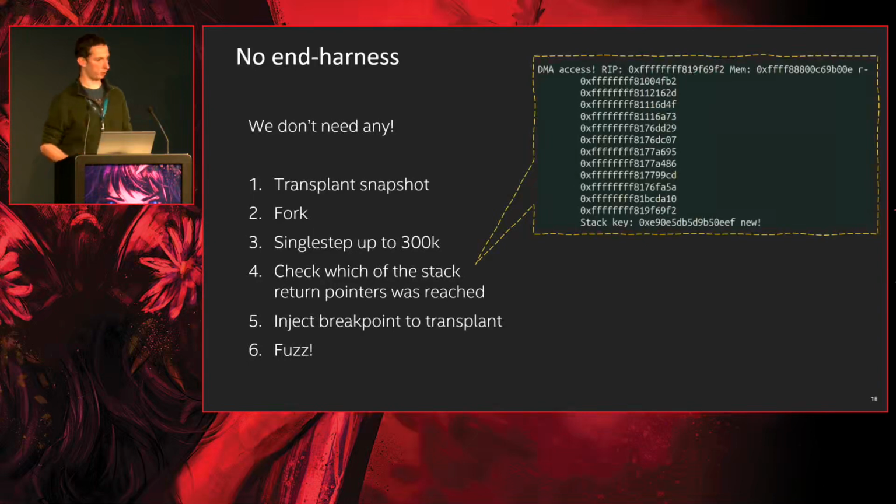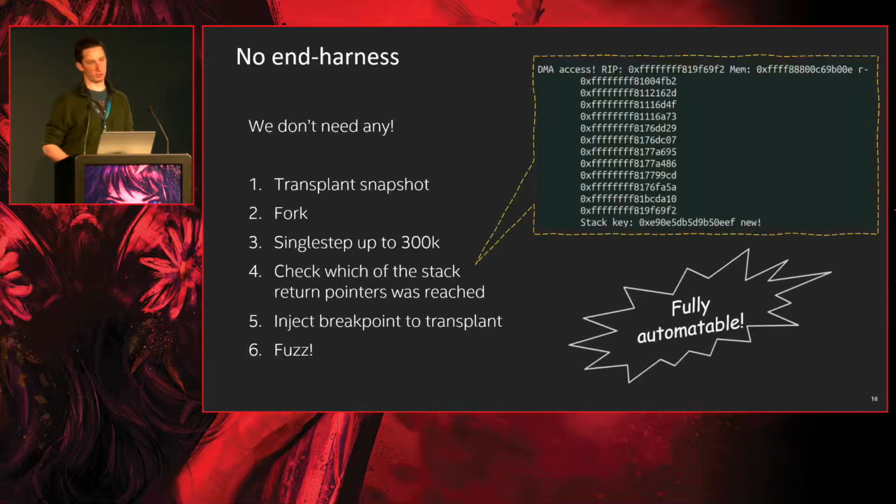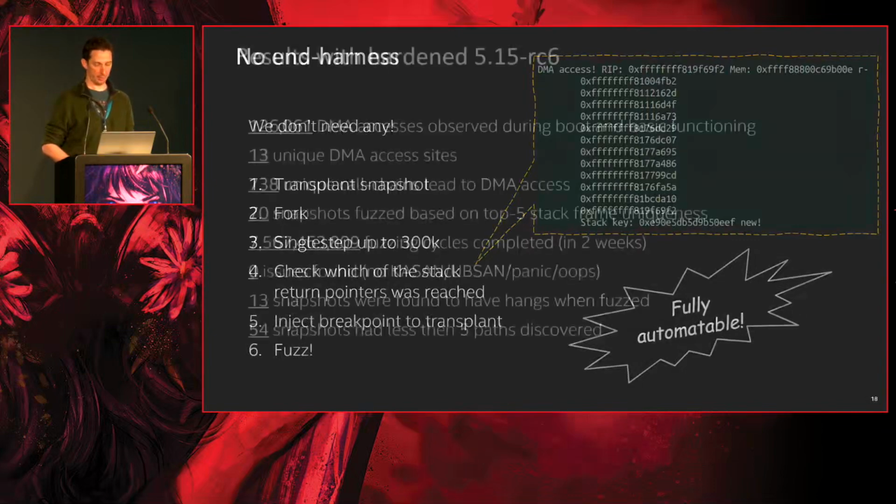So let's say 300,000 instructions. And then you just check the log of which of the stack return pointers were actually hit. And you will put a breakpoint at the top one, because you know that that's the last stack return pointer the code would normally reach under normal execution. Well, that's your end harness right there. And with that, you have everything in place, and you can start fuzzing, and it's fully automated. It's pretty sweet. I never actually had to figure out what those kernel addresses mean, because actually loading up and fuzzing is cheap at this point.